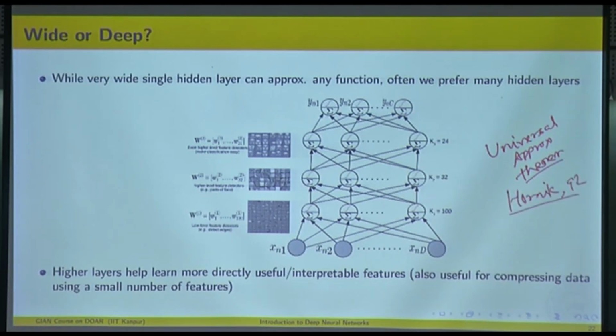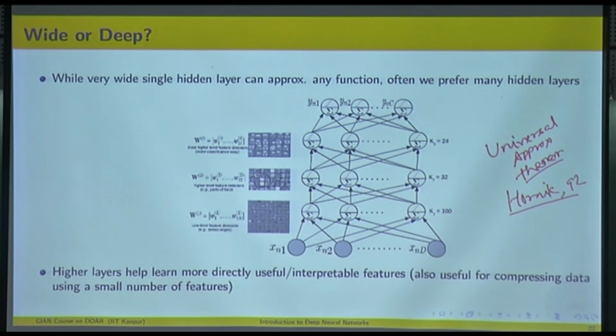So what this theorem says is that if you have a neural network with one hidden layer which is sufficiently wide, with lots and lots of units in that hidden layer, that neural network can approximate any function. That's a very strong statement. With potentially infinite, or a very large number of, hidden units, it can learn any function.